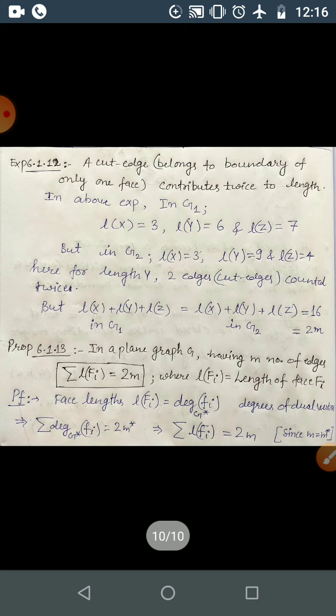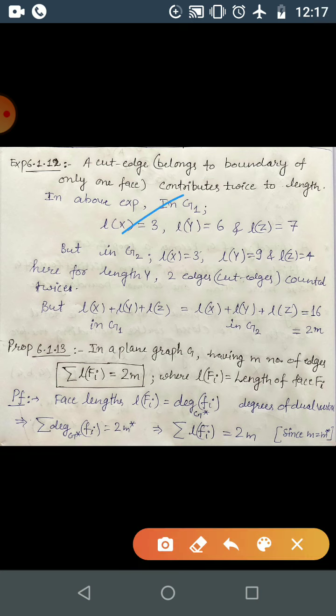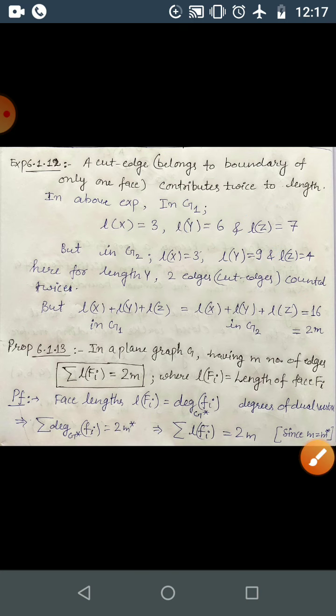Now here we are getting different lengths for the regions x, y, z, correct. The number of regions, or you can say the number of faces, is the same, but the lengths are different. Why is this 9? Because two edges, two bridges, have been counted twice. So these two edges have been counted, that's why it is different from that one.